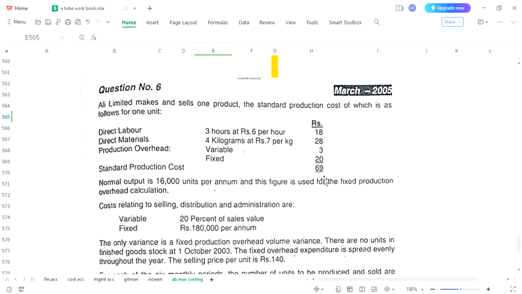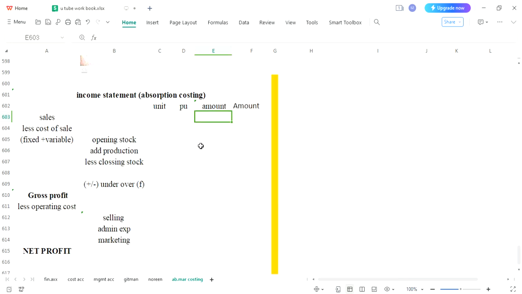Under absorption costing, you will take a per unit cost which would have both fixed and variable cost. Look, this is the key difference between absorption and marginal costing. 69 is the total per unit cost, and you can see it has fixed and variable. So we have got our per unit cost 69, and when you write 69 in front of opening stock, the same per unit cost will be used for production and closing stock. So the first matter has been sorted out.